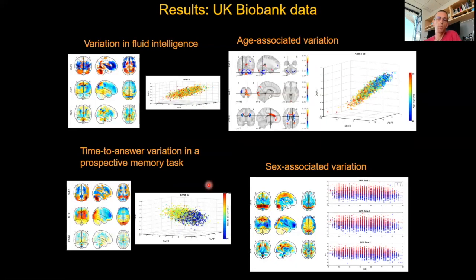So just again, one slide to show you the kinds of output that we obtain. When we're working with unidimensional sources, we get these triplets here where we have structure, function, and diffusion. And you can see here relationships that were identified along cognitive variables, fluid intelligence, prospective memory task. Age is a large driver of variance in the UK Biobank data. You can see it here from young to old, and then sex-associated variation here.